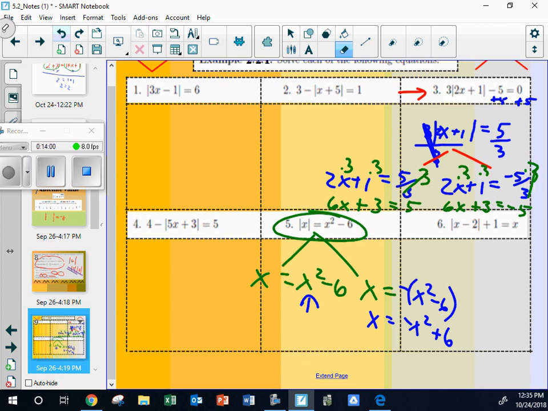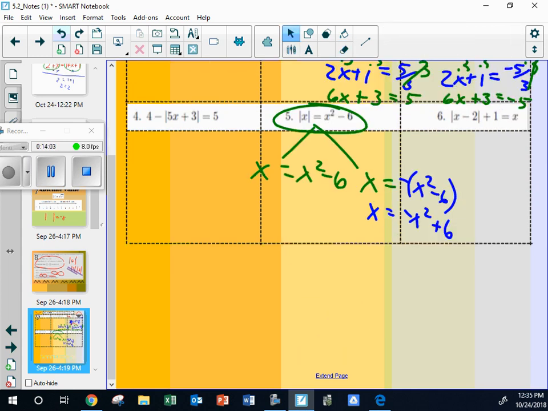Now, this is a bit of a pain. You mean I have to remember how to solve a quadratic? Yeah. First thing, set it equal to 0. And if you can factor it, you should. These both factor. See if you've got strong factoring skills or not.